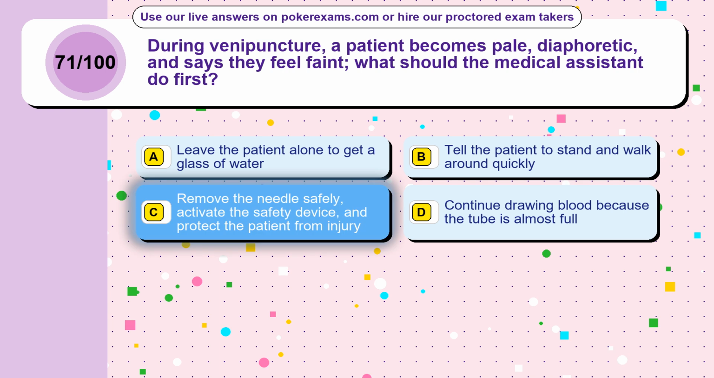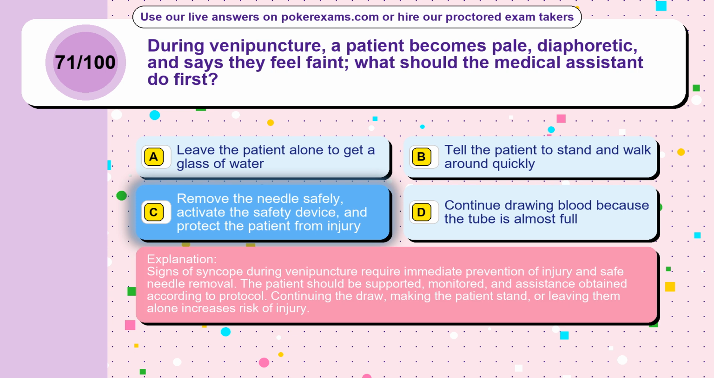The correct answer is option C. Remove the needle safely, activate the safety device, and protect the patient from injury. Signs of syncope during venipuncture require immediate prevention of injury and safe needle removal. The patient should be supported, monitored, and assistance obtained according to protocol. Continuing the draw, making the patient stand, or leaving them alone increases risk of injury.